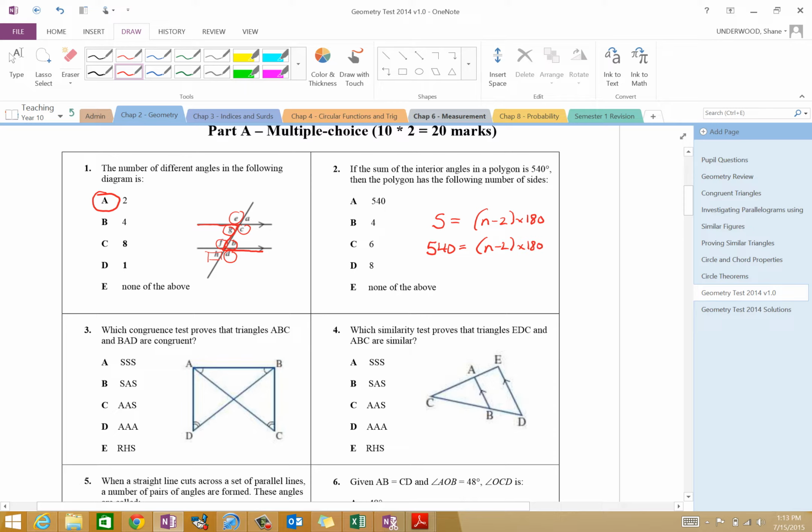180 goes into 540 conveniently 3 times. So I'm going to say that 3 is equal to n minus 2. So how many sides do we have? 5. So the answer is none of the above, yes?